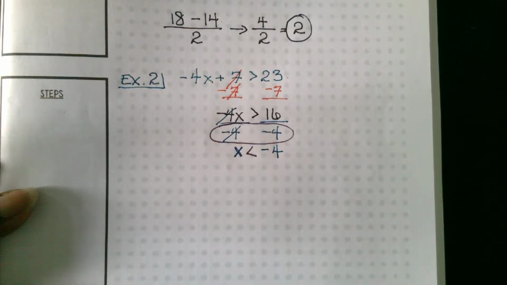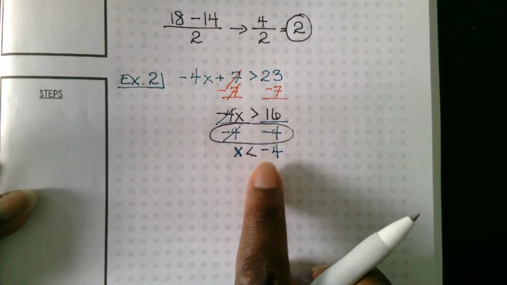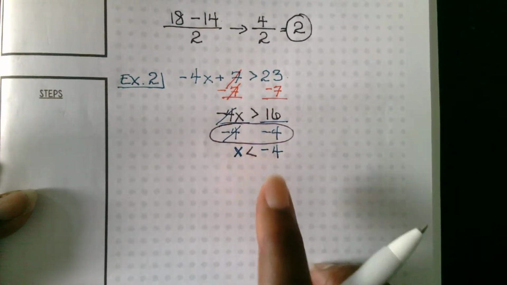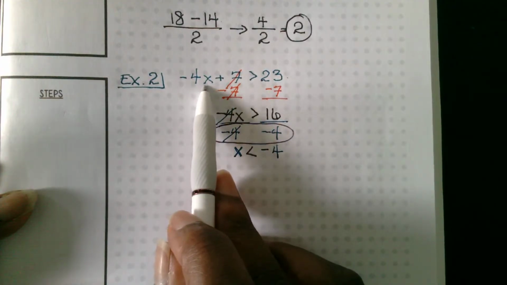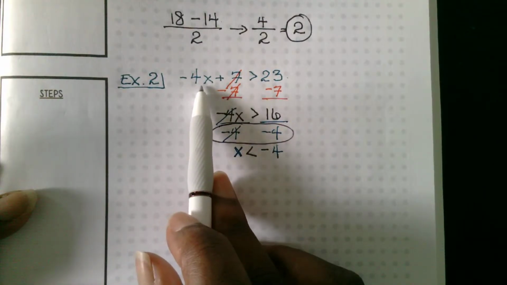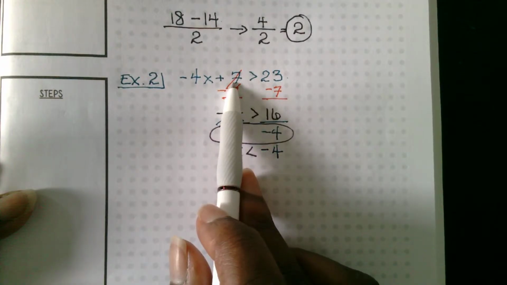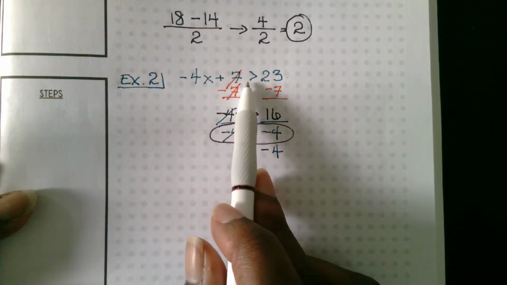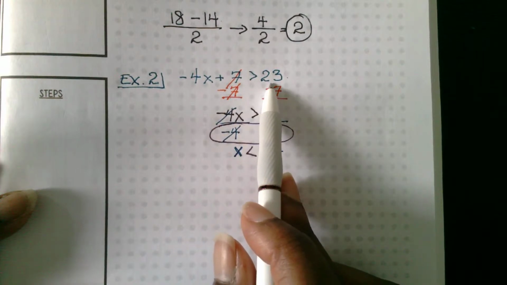Now, if I didn't change it, playing devil's advocate here, say I said x is greater than negative 4 and I didn't change the direction of the inequality. A number that's greater than negative 4, the easiest one is 0. So if I plugged a 0 back into the original inequality, anything times 0 is going to give me 0, and 0 plus 7 gives me 7. This is the situation that's going to be presented if I don't flip the inequality sign. It would say that 7 is greater than 23. So is 7 greater than 23?